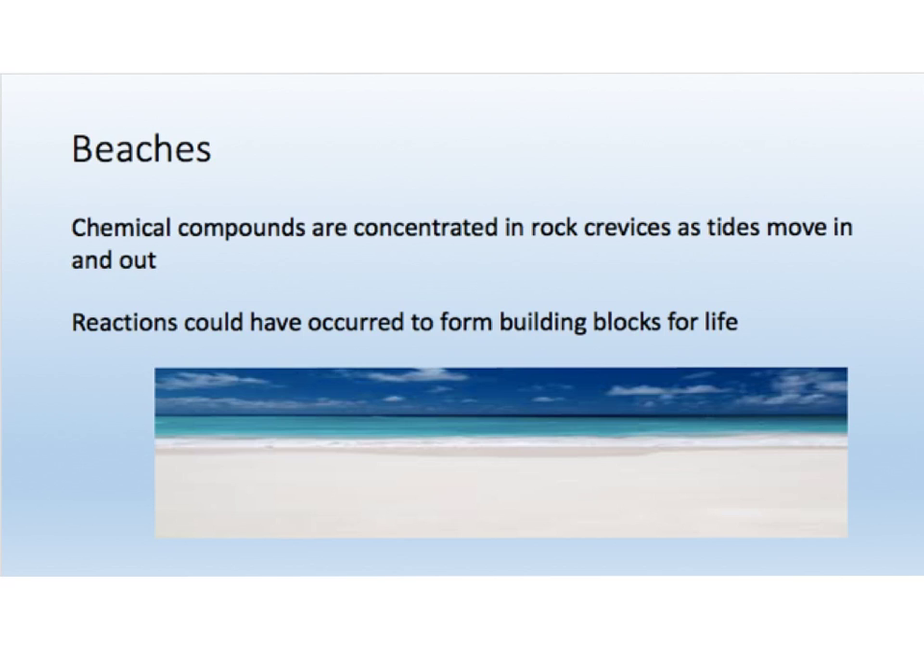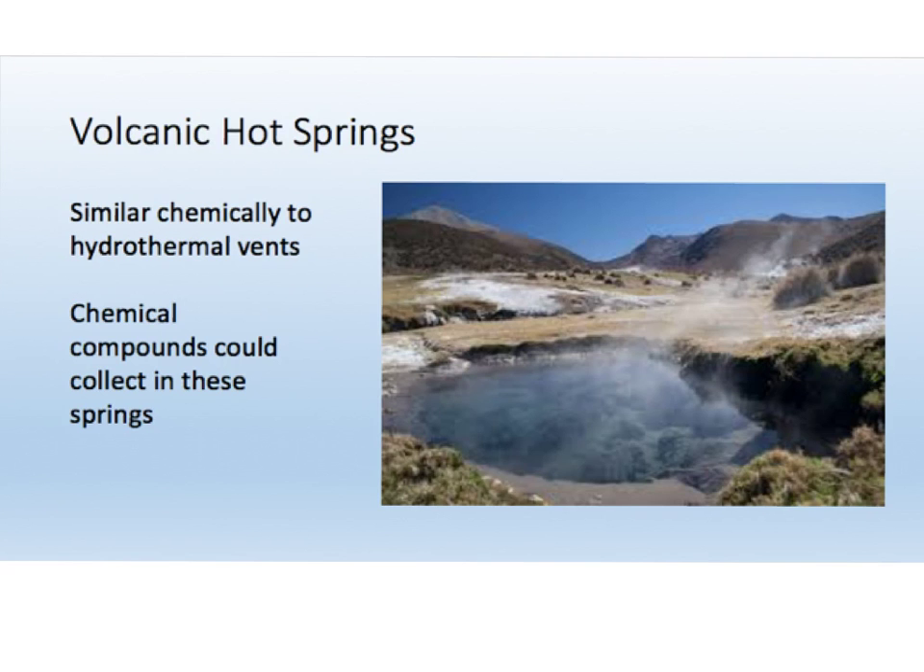Beaches are another possibility, since we have lots of rock cracks and crevices where tides moving in and out are moving around different types of chemicals, including different salts from the ocean. Reactions could be occurring in these rock cracks and crevices that allow for the formation of life. Another is volcanic hot springs. Here we see modern life existing in volcanic hot springs, these thermophilic extremophile bacteria that really like these hot areas. Chemical compounds in these areas could be serving as the basis of the food chain in these communities.